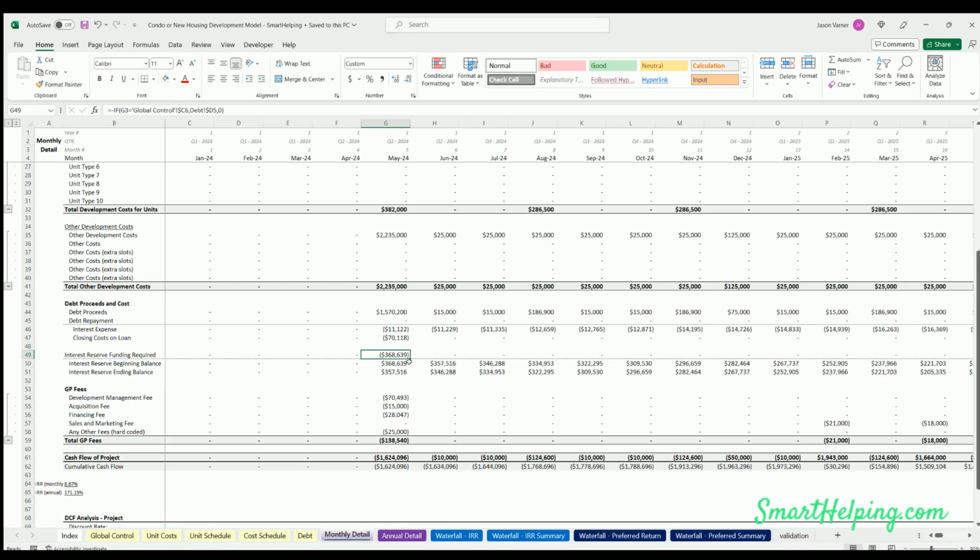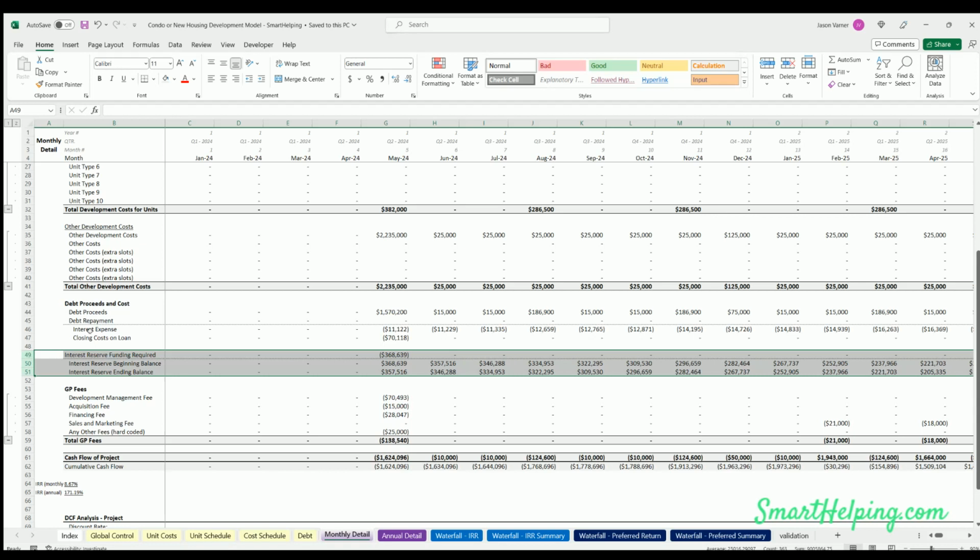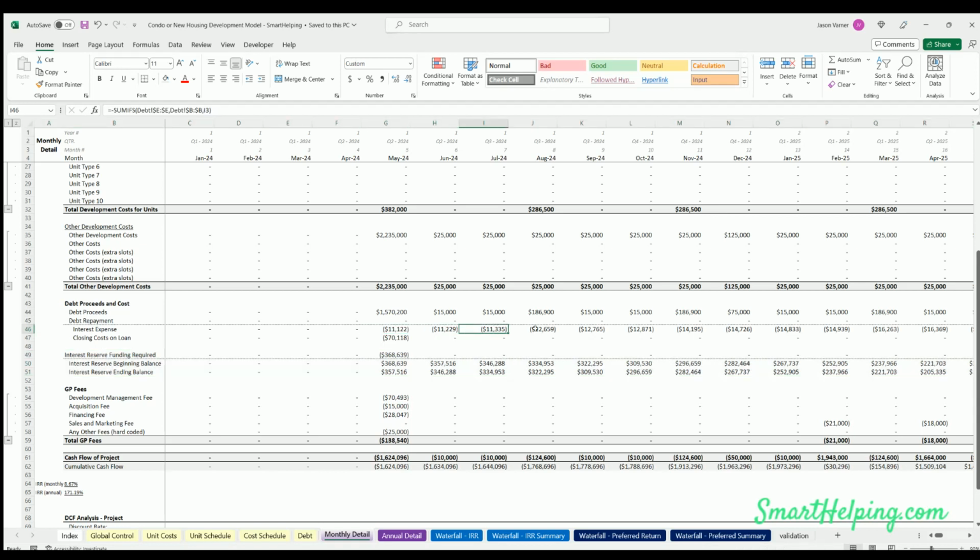It wouldn't be that hard to modify if you didn't want to have a reserve. You could just remove that and just show the actual interest expenses happening based on the draws and the payback. And you could then adjust the cash flow to target that instead of the interest reserve row. It wouldn't be that hard to change. But right now, the way it works is you just pay the interest reserve all up front, and you can see it drawing over time.